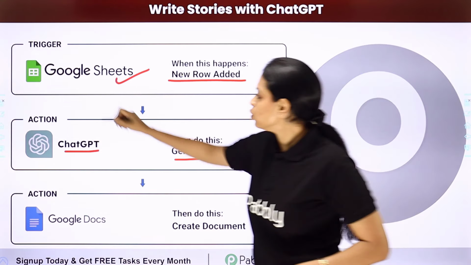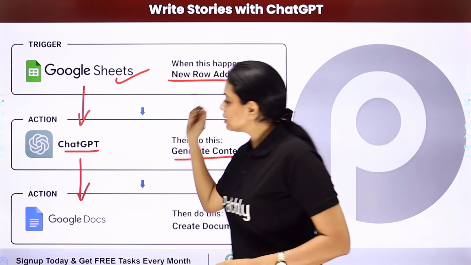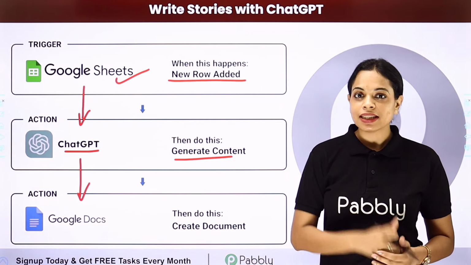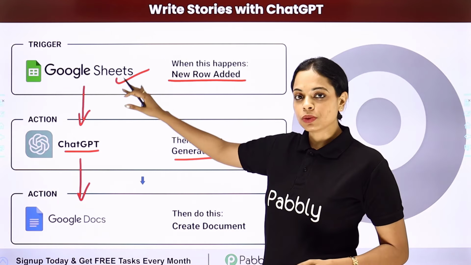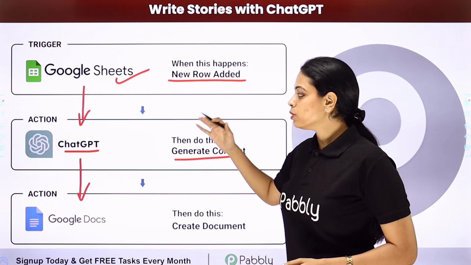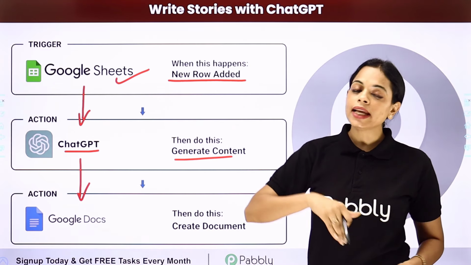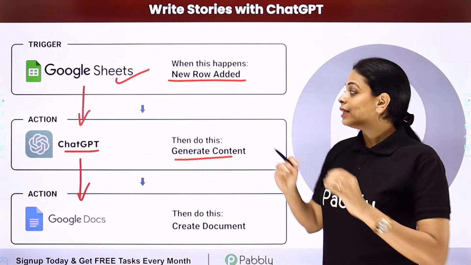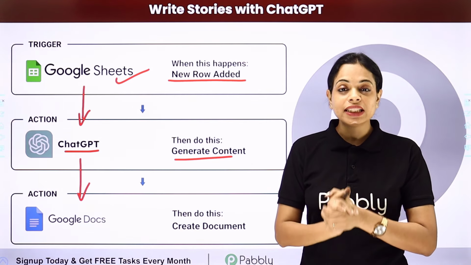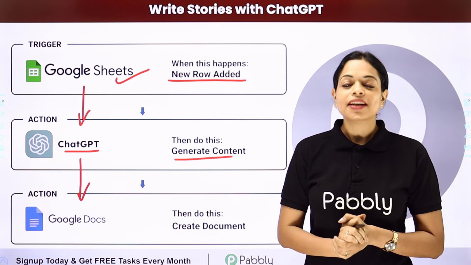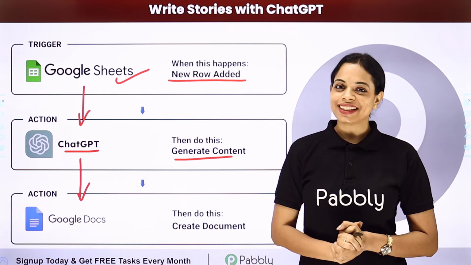For this, you will have to integrate these applications, and the same thing can be done using Pabbly Connect. So, here your trigger application will be Google Sheets, then your action applications will be ChatGPT, Google Docs, and again Google Sheets. Now, how can you do this yourself, integrate and automate this entire process? To understand that, let me take you to my screen.